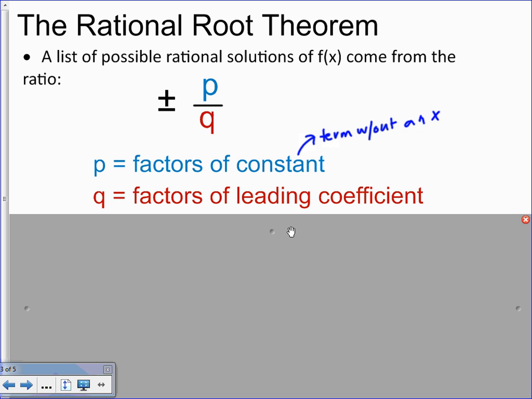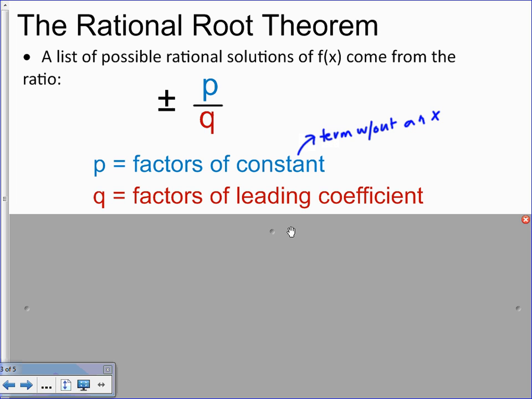Okay, and then the leading coefficient, we'll remember from section 1, is that number that's usually at the very front of the polynomial. It's in front of the term with the highest exponent, and that's your leading coefficient. So all the other coefficients in the polynomial that are part of the middle terms are not going to matter in making your list of possible rational solutions. I call them the bookends of the polynomial. The very front and the very end of the polynomial are the two numbers you're concerned with.